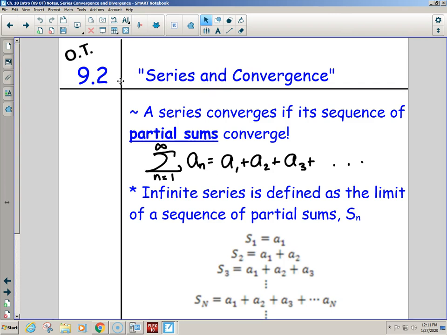So even if a sequence converges or diverges, we are asking ourselves now the question, ooh, but what about the sum of the sequence? Not the terms, but the addition of what happens as I add another, and another, and another, and another.